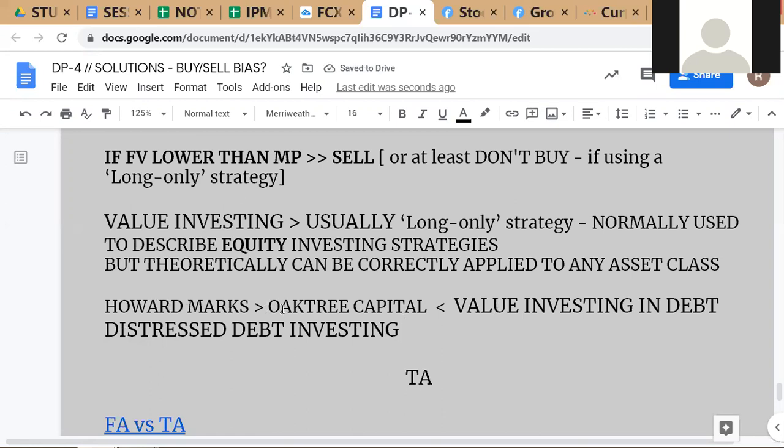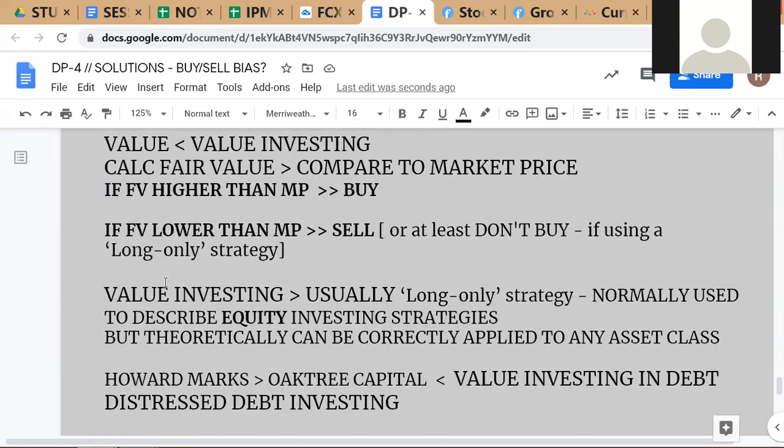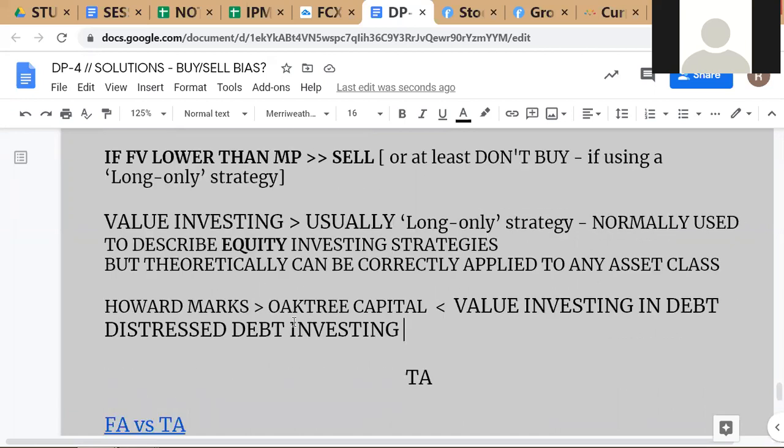So when we are discussing value investing, although the term is mostly applied to describe only equities, I believe at the very least you should also understand that the exact same style can be used even in debt investing. And one very famous example of this style is Oak Tree Capital, who are basically distressed debt investors, right?